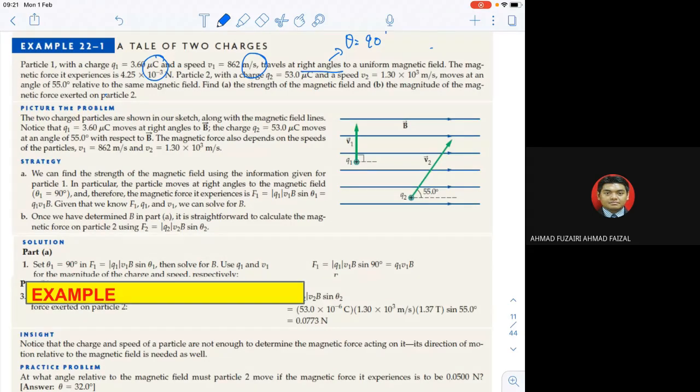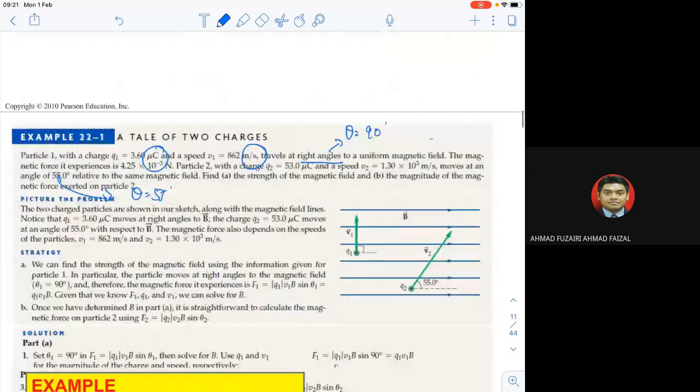Now we have one situation, and another situation is particle 2 with a charge q2 and a speed, and so on, moving at an angle of 55 degrees. So theta equals 55 degrees relative to the same magnetic field. Find the strength of the magnetic field. First of all, you need to define the magnetic field at particle 1.